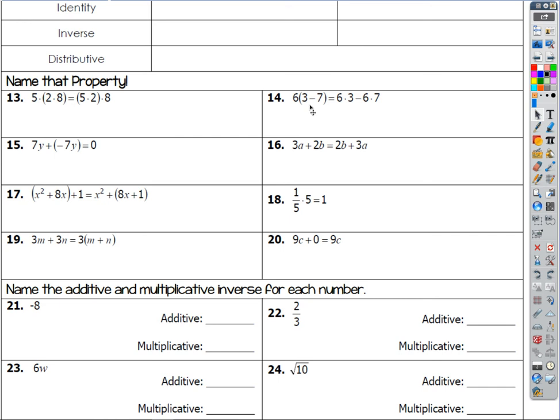What about 19? It's distributive, isn't it? The properties go both ways, right? You can either distribute the 6 to both of these, or you can start on this side and undistribute the 6. Undistributing is not a very mathematical word. Remember what we call that?